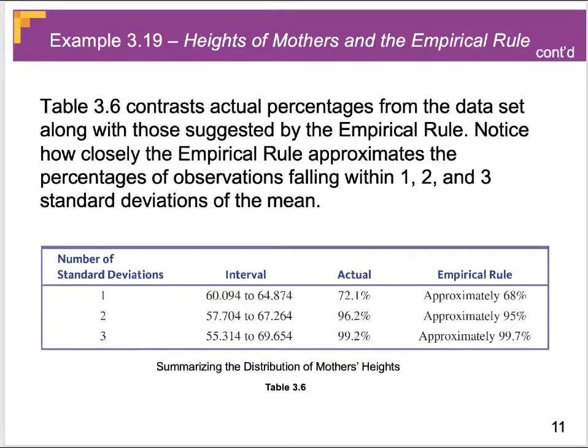What we can derive from this is that we should have had about 68% of the observations within 1 standard deviation of the mean. So if you take the mean and you subtract 1 standard deviation, and then you add 1 standard deviation, you're looking at the interval 60.094 to 64.874. We expect 68% of the observations to be there, when in fact in this actual data set we had 72.1, but that was pretty close.